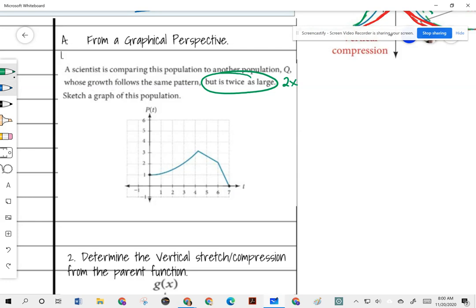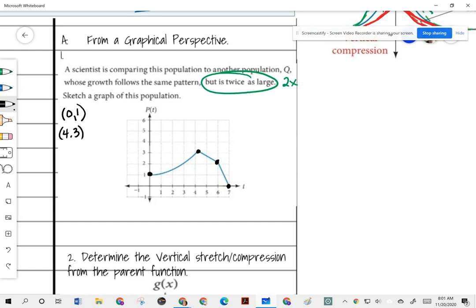So what you want to always do is to start identifying key points on the graph. And the key points are going to be wherever the graph changes shape. So let's take a look at this first point, which would be 0, 1. And then the next one, let's just make the math easy. Let's just call it 4, 3. 6, 2, and then 7, 0. Okay, we're just going to go with easier numbers right now.